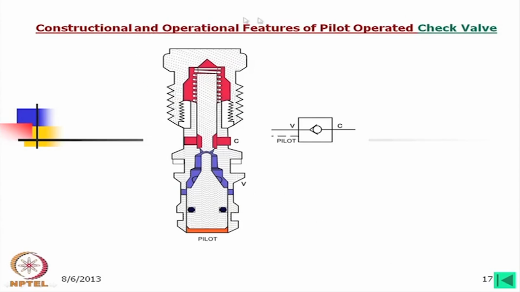Now, this is the constructional and operational feature of a pilot operated check valve. This is the same thing I have described, in a colored figure. As you see, oil is going through this, and when it is going through this, it can blow and go to the tank. But if the oil is coming from this side, it cannot go to the other side, and the symbol is like this.